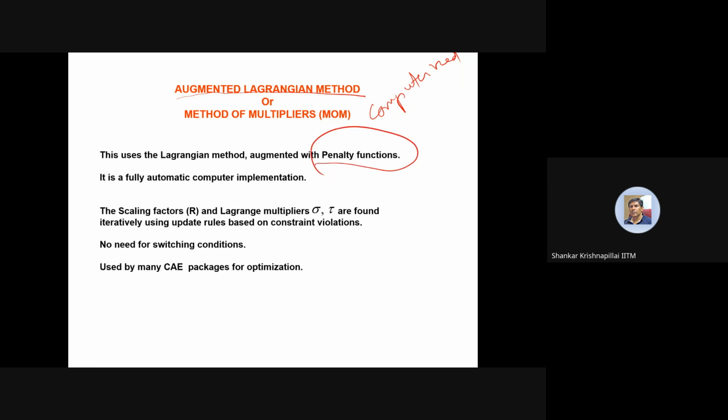approach. So we already studied the basic penalty function approach where the user has to do everything. The user has to give different values of R1, R2, R3, etc. And he has to check for convergence and all. But in this augmented Lagrangian method, it is fully automatic. And this augmented Lagrangian method is supposed to be used in some packages like ANSYS and all that to do the weight minimization and things like that.